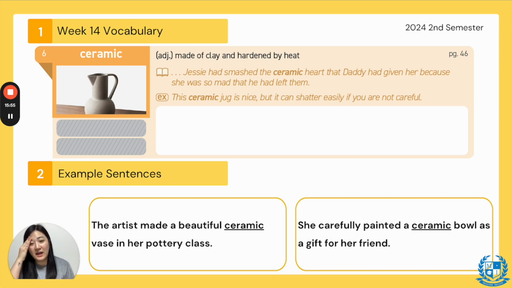Let's look here now. It says, the artist made a beautiful ceramic vase in her pottery class. I also take some pottery classes, and I have also made not a ceramic vase, but I made a ceramic cup and a ceramic plate and a ceramic bowl. Let's go to the next one. It says, she carefully painted a ceramic bowl as a gift for her friend. Yes, we can also go to these little pottery places and just paint it for a one-day class and buy it and give it to someone as a gift.